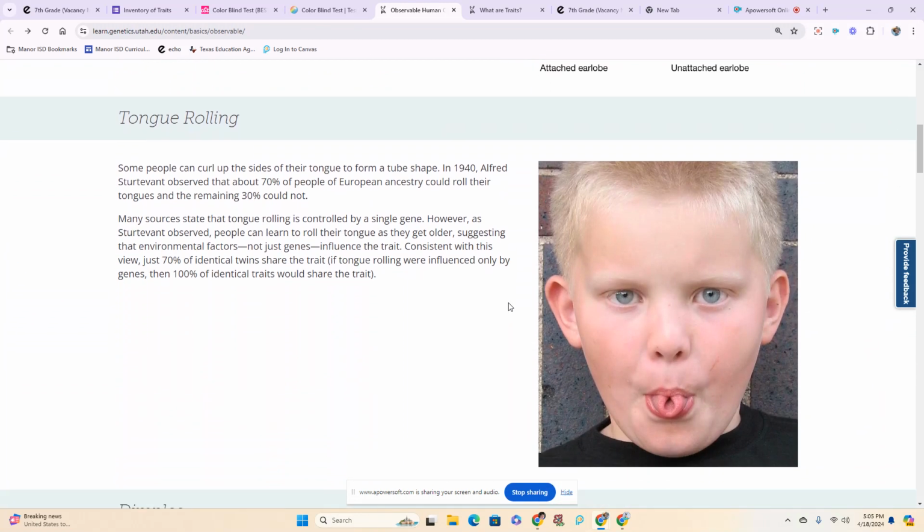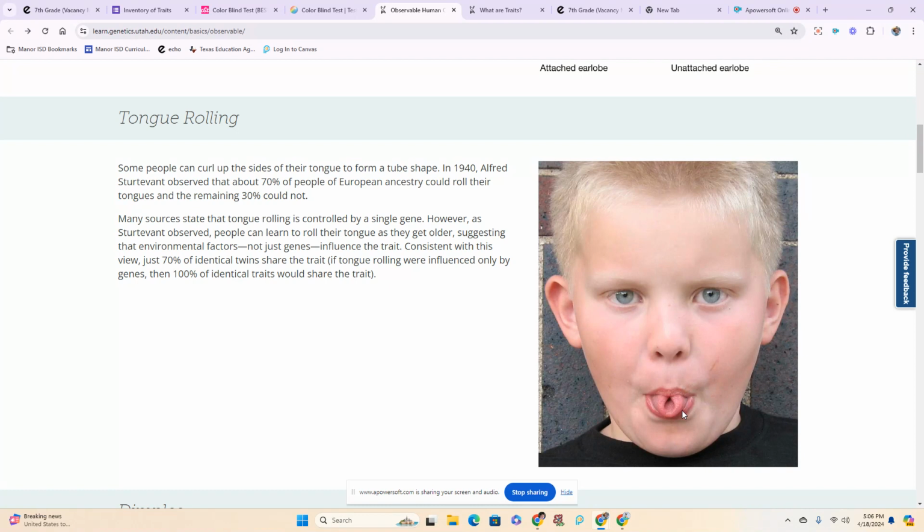The next one we're going to look at is tongue rolling. We saw this in one of the videos that we watched in our lesson. Some people can curl their tongue up on the sides to form a tube shape. In 1940, Alfred Sturtevant observed that about 70% of people of European ancestry could roll their tongues, while the remaining 30% could not. Many sources state that tongue rolling is controlled by a single gene. However, as Sturtevant observed, people can learn to roll their tongue as they get older, suggesting that environmental factors, not just genes, influence the trait.